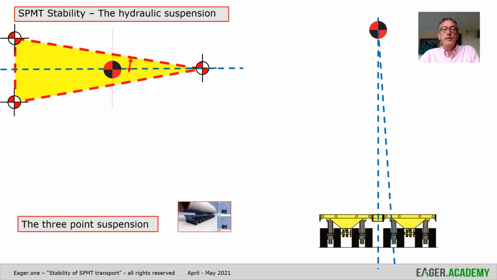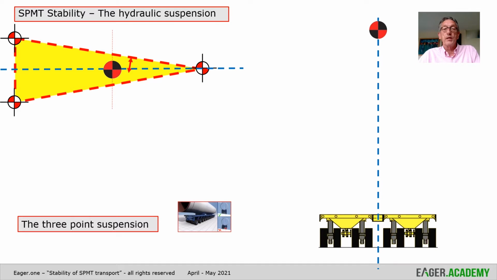Okay, here we see the same situation, but now also in front view, where we have the height of the center of gravity, and we have the distance from the center of gravity towards the tilting line. We will be able to define the tilting angle. And this tilting angle is a measure for the stability of the transport.